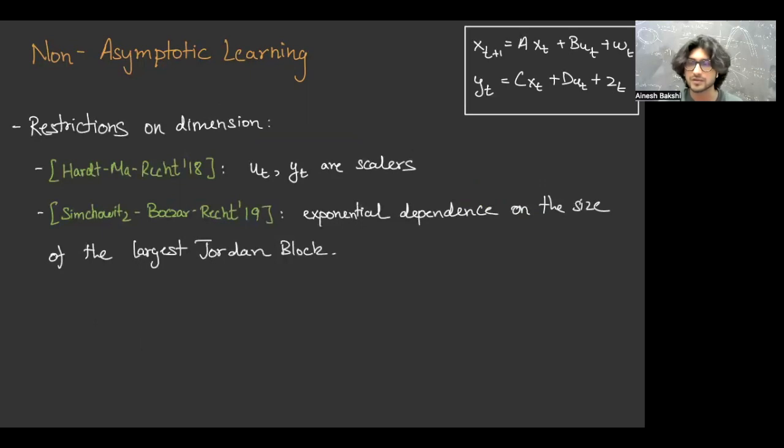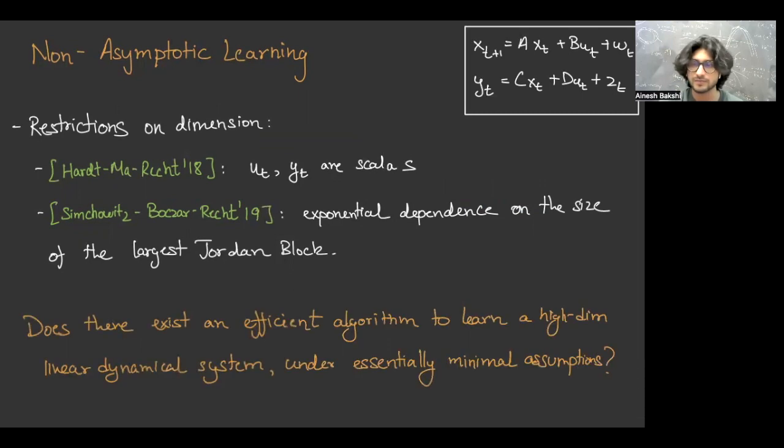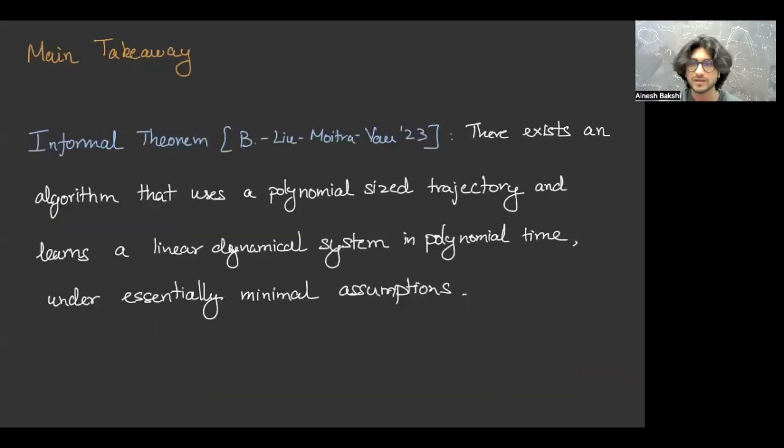Finally, the last class of algorithms that have been considered in prior work is in the low-dimensional regime, where either the U_t or Y_t are scalars, or there's an exponential dependence on, say, the largest Jordan block, and so on. This motivates the following natural question. Does there exist an efficient algorithm to learn a high-dimensional linear dynamical system under essentially minimal assumptions? The main takeaway of this work is answering this question in the affirmative. There indeed exists an algorithm that requires a polynomial-sized trajectory and runs in fixed polynomial time under essentially minimal assumptions.